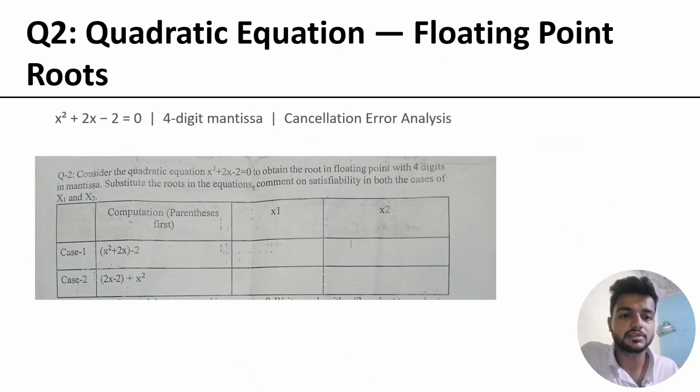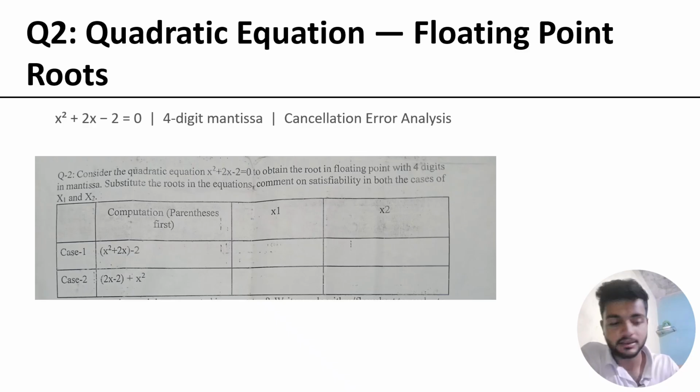Now the second question is quadratic equation floating point roots. Consider the equation x square plus 2x minus 2. Obtain roots in floating point with 4 digits in mantissa. Substitute the roots in the equation. Comment on satisfiability in both of the cases x1 and x2.